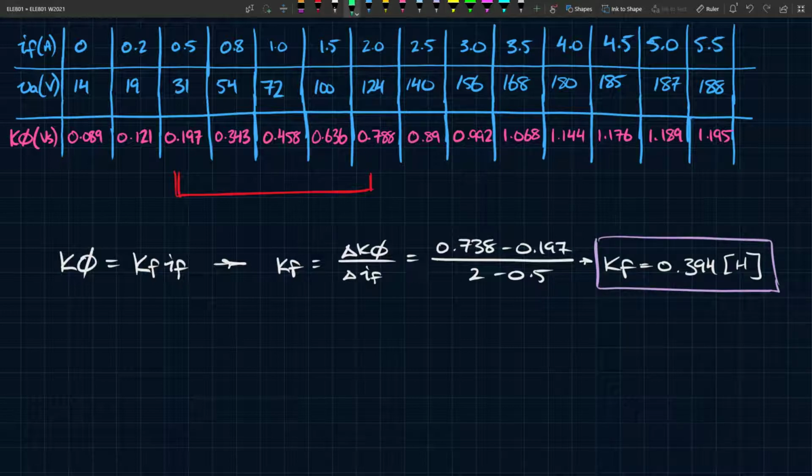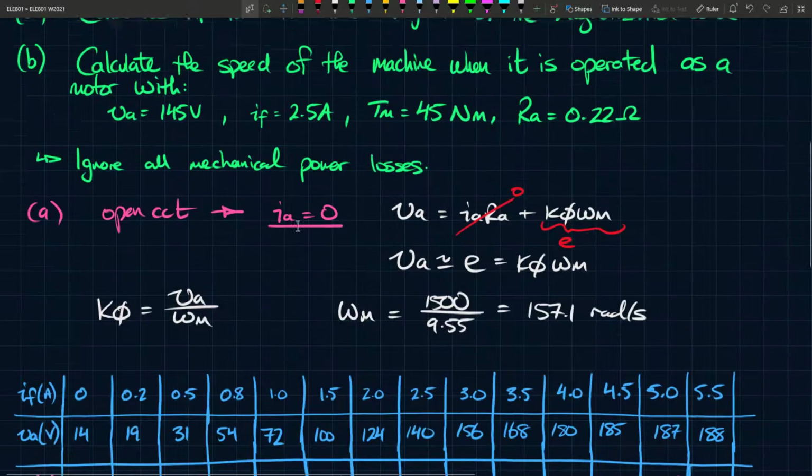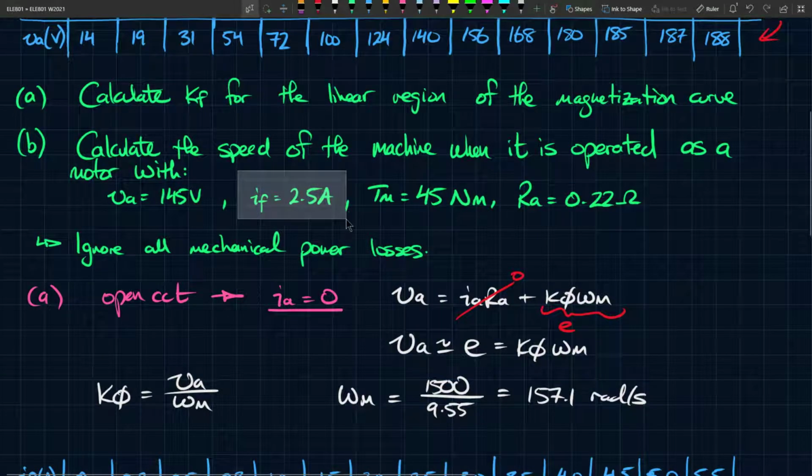Now the second part, which is fairly simple, gives us a set of conditions and asks us to find what the speed is under those conditions. So part B, and I guess all this is part A. Part B says IF is 2.5, K phi is 0.89. The question doesn't say this, the table says this, so I guess we should take a step back and not get carried away. So IF is 2.5.